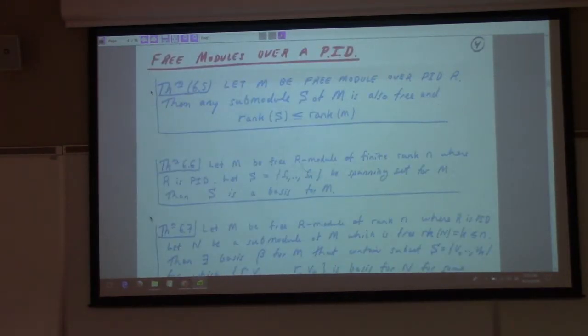All right. So the next thing that Roman proves is that if you have a free module over a PID, then any submodule S of M is also free and the rank of S is less than or equal to the rank of M. Rank being the number of things in the basis over which S is free or over which M is free. And then theorem 6.6 says that if you have a free module of finite rank and if you have S as a spanning set with n things as a spanning set for M, then S is a basis for M. So that's pretty nice, right?